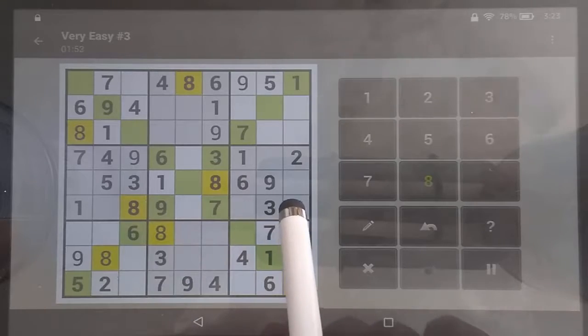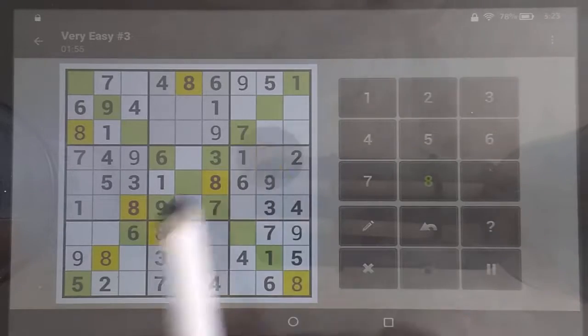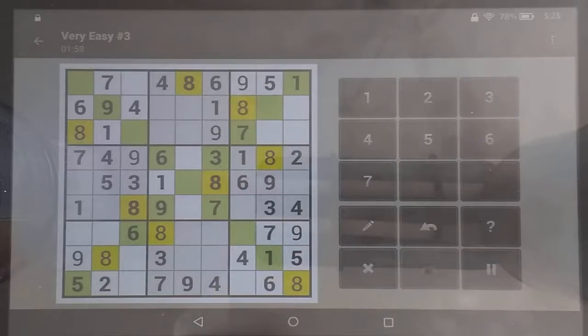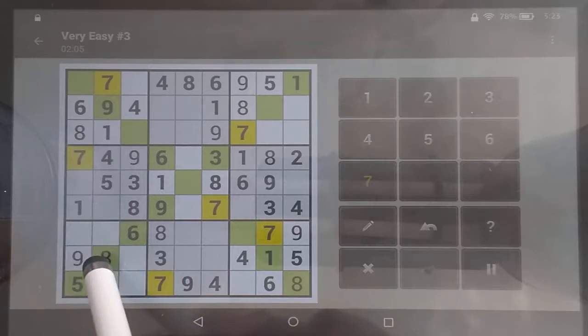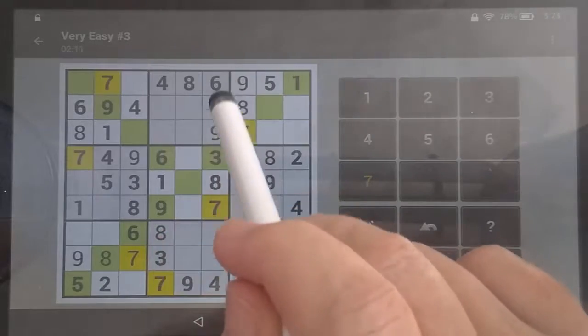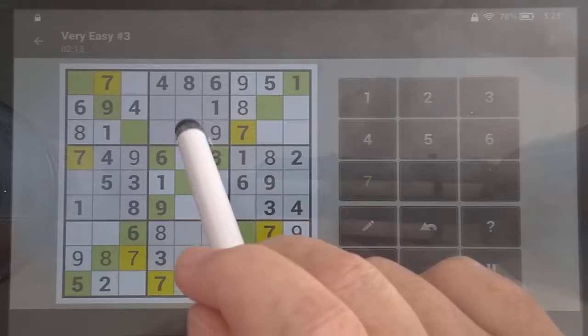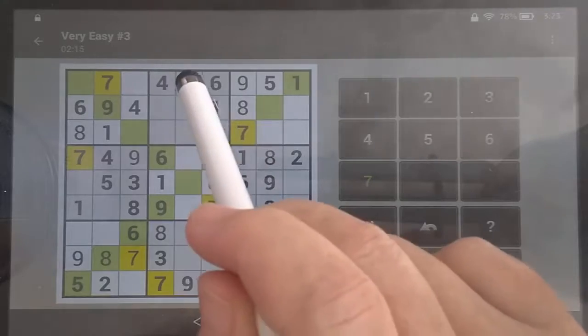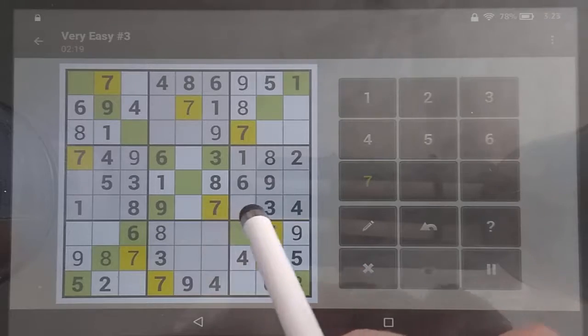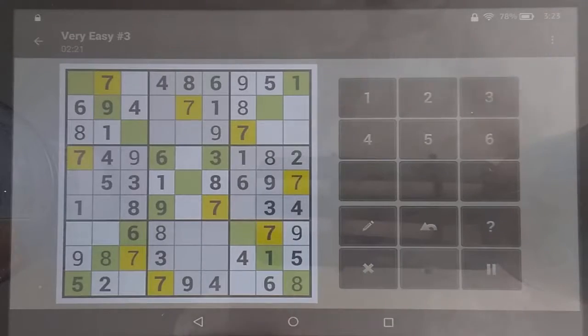These two rows are blocked by those two 8s, so this 8 has to be here. Those two columns are blocked, so that one has to be there, and that's all of our 8s. On to our 7s. These two columns are blocked. This row is blocked. There's our 7. This column is blocked. This is already filled in, so it's got to be in this column, but it can't be here, so it must be there. Can't be here for a couple reasons, so must be there.